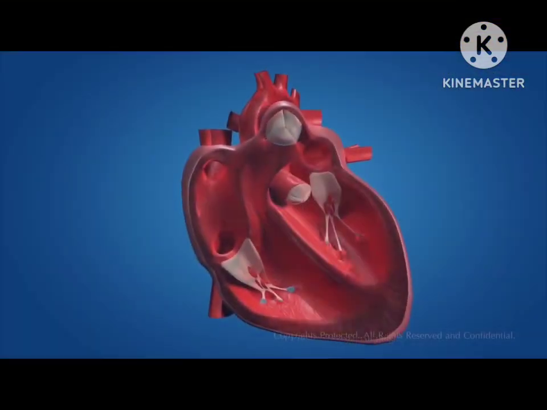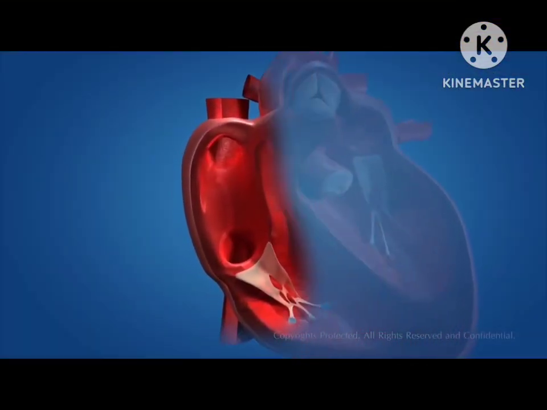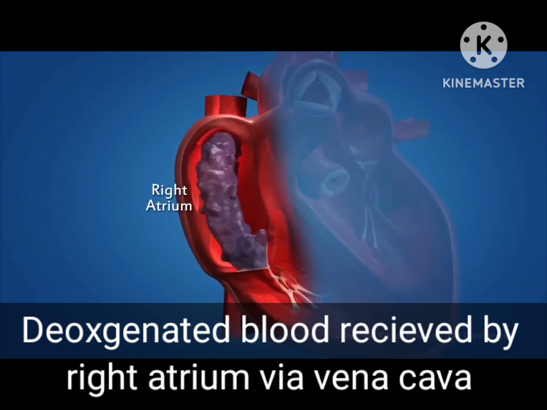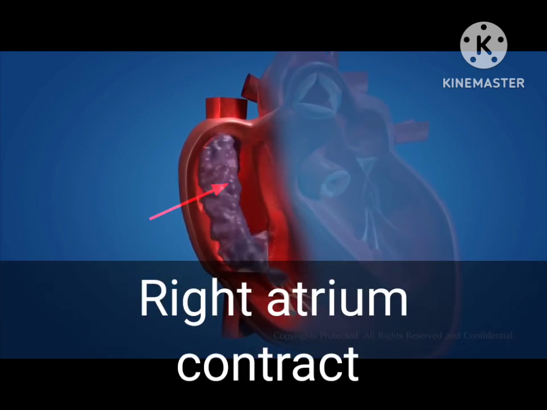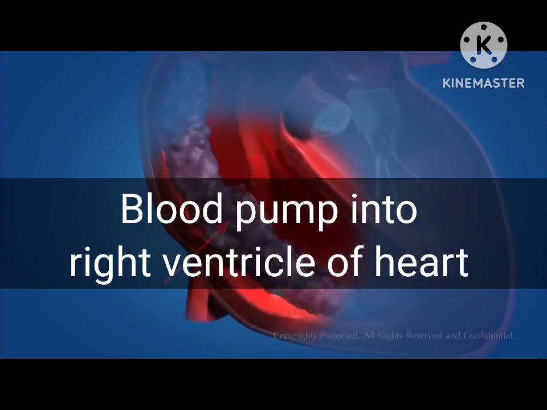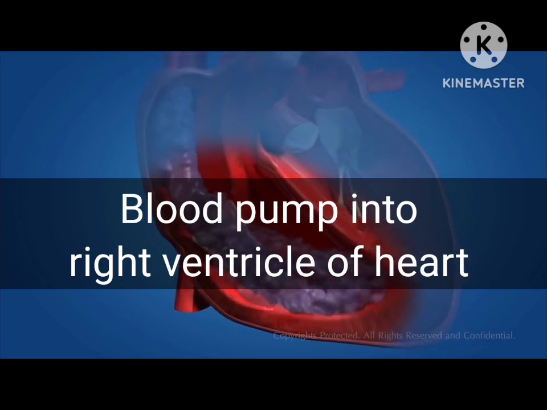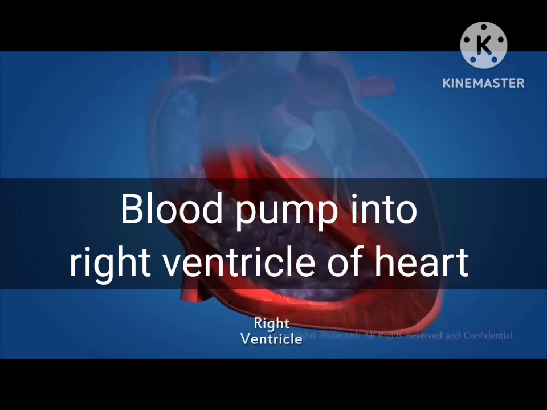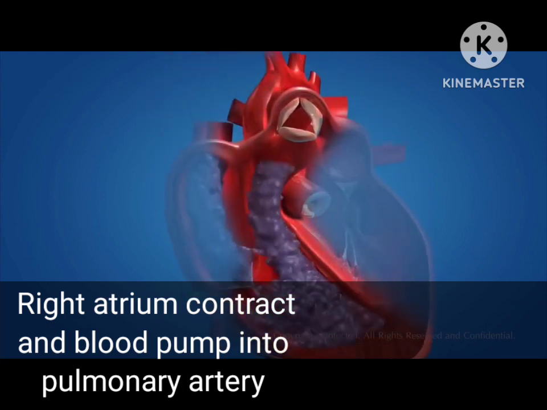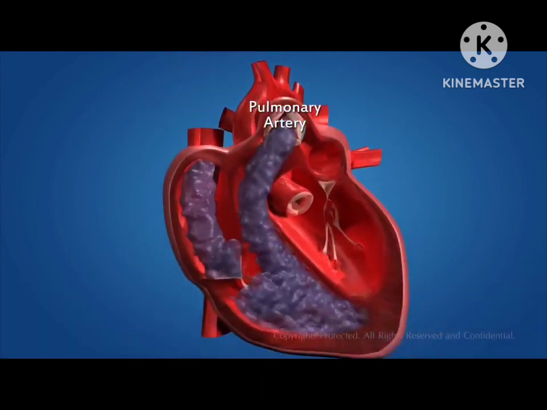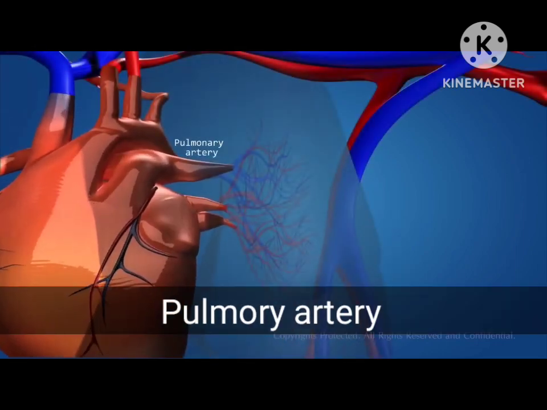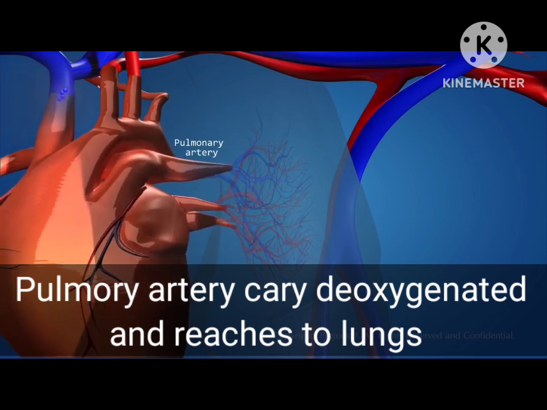The deoxygenated blood enters the upper right chamber of the heart, which is called the right atrium. The right atrium contracts, allowing the blood to flow into the right ventricle, which expands as the right atrium contracts, through the one-way valve. The right ventricle then contracts, pushing the blood into the pulmonary artery. The pulmonary artery carries the deoxygenated blood to the lungs for oxygenation.